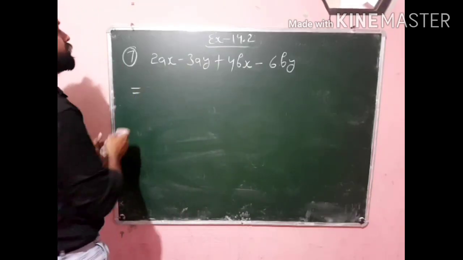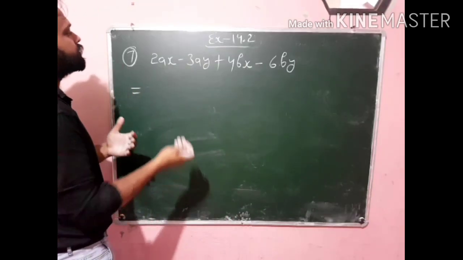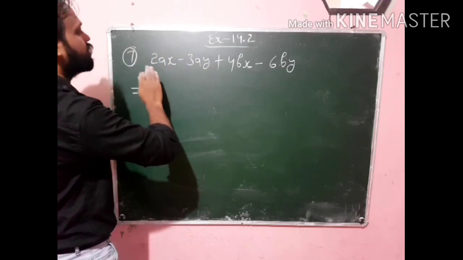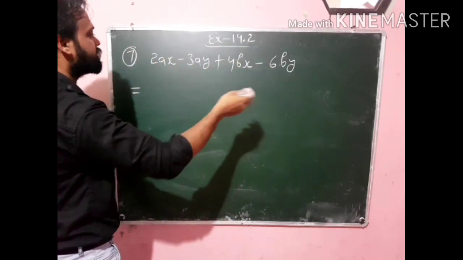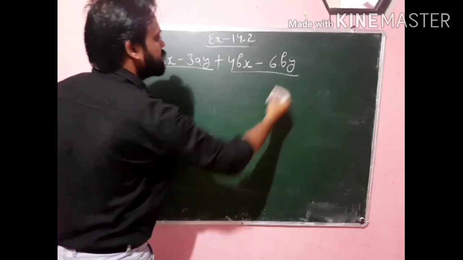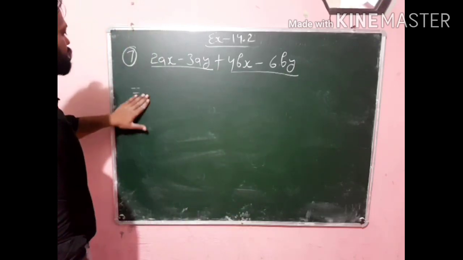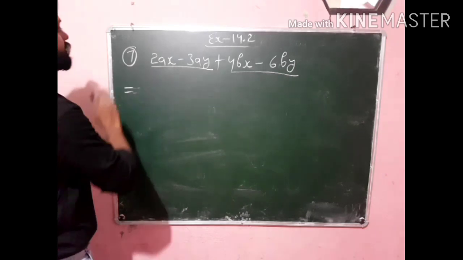So okay, now see the seventh sum. In this case again, first of all we have to make the groups, and then we will do the further steps. So this is the first group, and again this is the second group. So how can we solve? Again we have to make the factors of this first group.